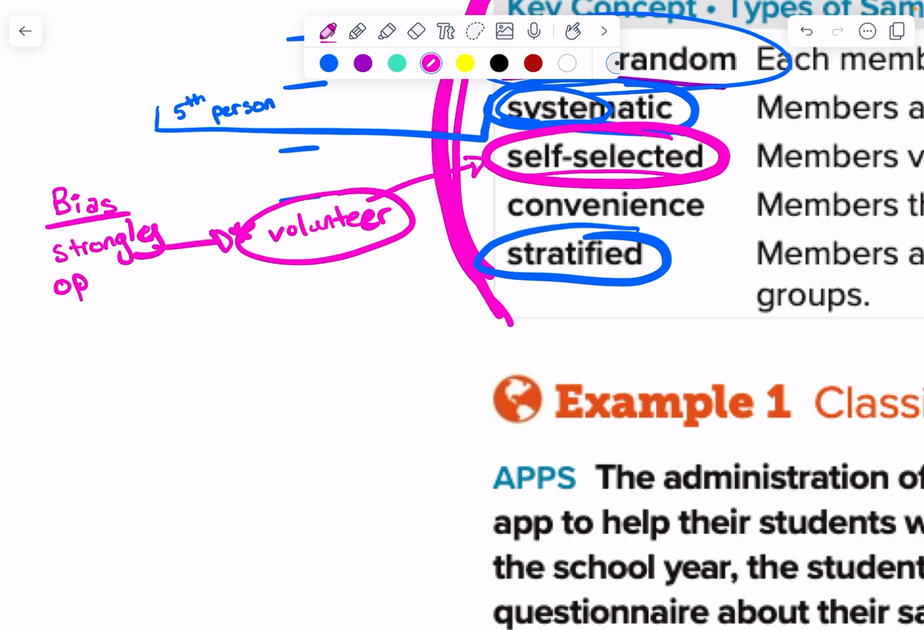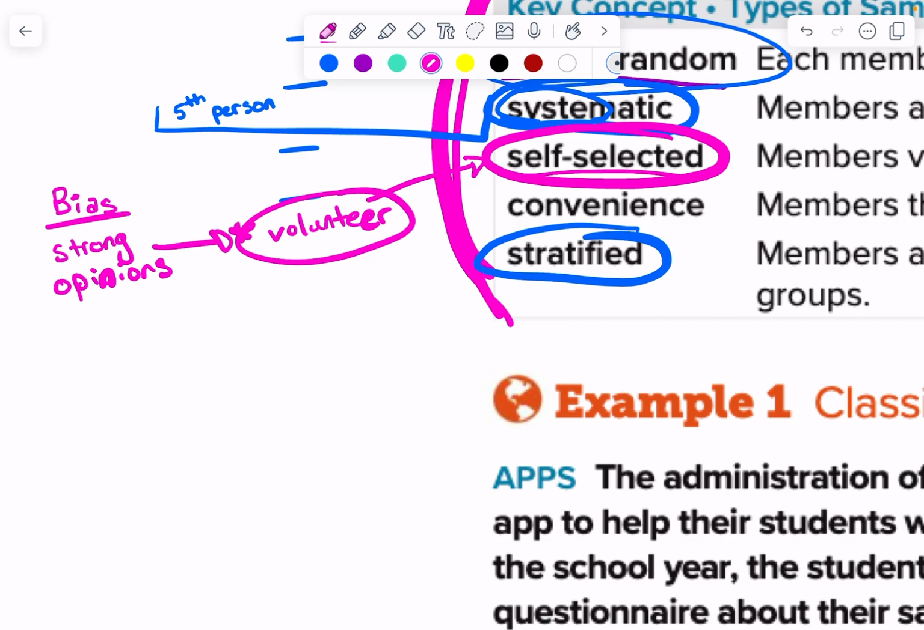Strongly opinionated. I'm just going to say strong opinion. How about that? Strong opinions are going to be the ones to vote. Opinions. I didn't spell it right. Go back. Opinions. Okay, so you're going to get those strongly opinionated, either really, really strong yeses and really, really strong nos.